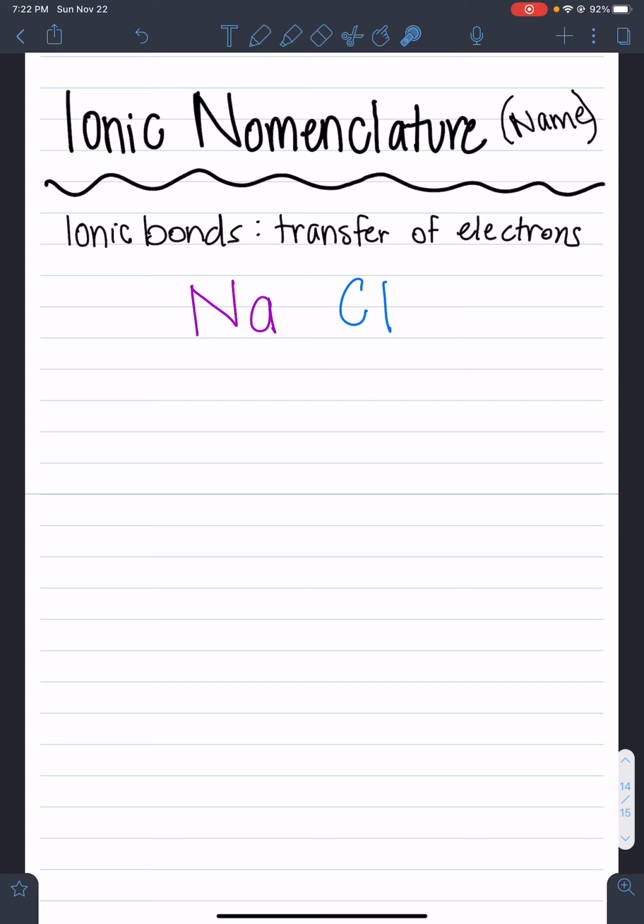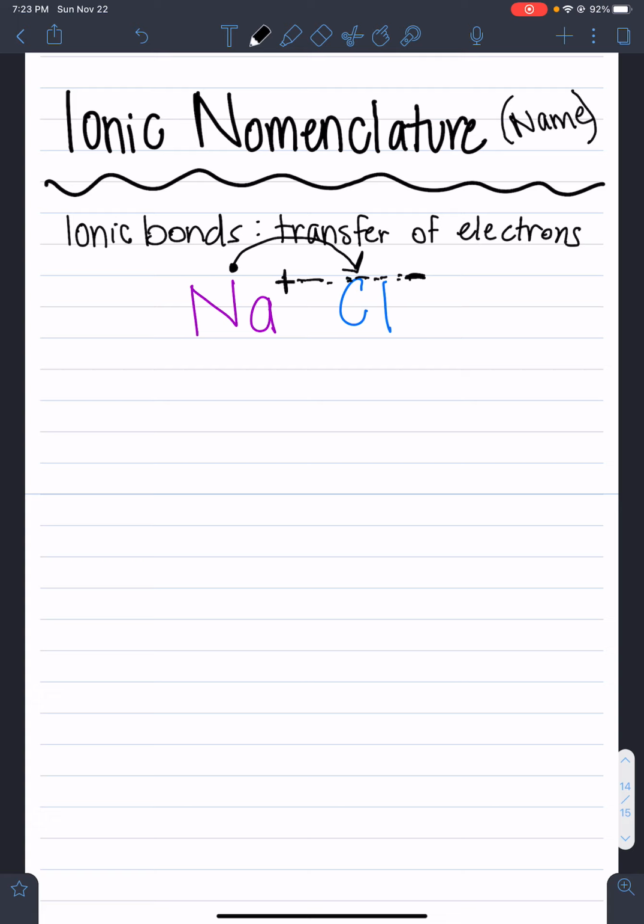Alright, so there's some rules that we have to talk about when we're talking about how we can name ionic bonds. So you don't need to write this first part if you don't want to. This is just a review. If you remember, ionic bonds are when we have a transfer of electrons. So I wrote an ionic bond down here. It's NaCl. So we know in NaCl, Na is going to donate an electron to Cl. And so when it does that, Na now has a positive charge, and Cl has a negative charge, and then they are attracted or bonded together because of these charges. And it's a really strong bond.